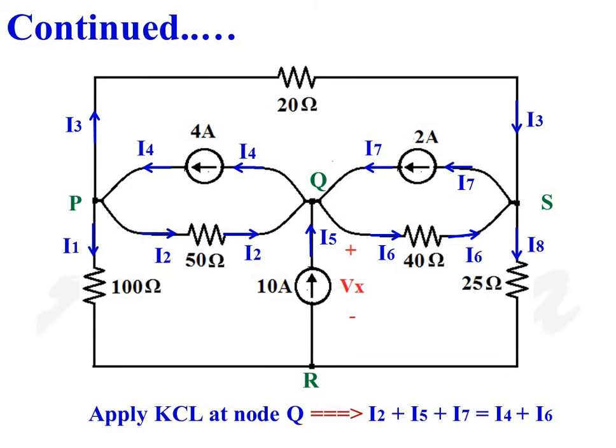Now apply KCL at node Q. There are 5 currents associated with node Q. There are 3 incoming currents and 2 outgoing currents. I2, I5 and I7 are the 3 incoming currents, while I4 and I6 are the 2 outgoing currents. So according to KCL, we can write I2 plus I5 plus I7 is equal to I4 plus I6.